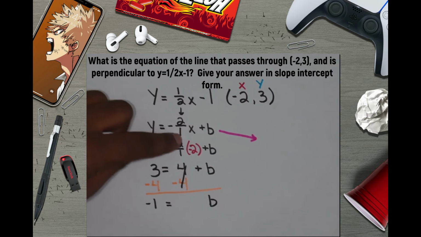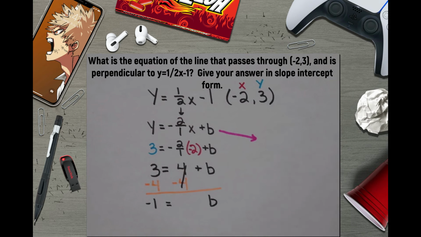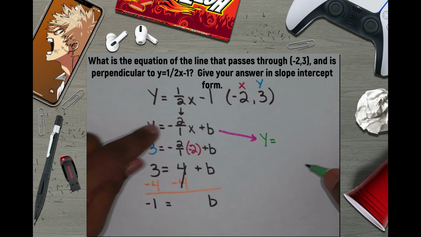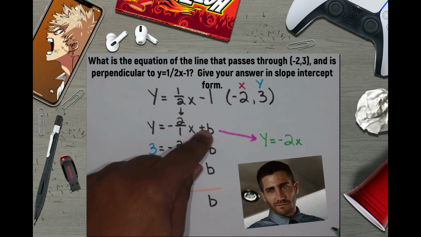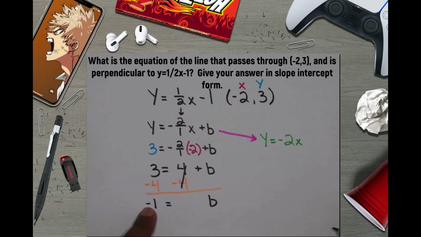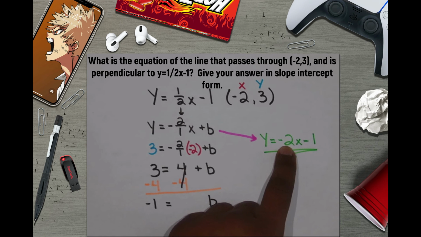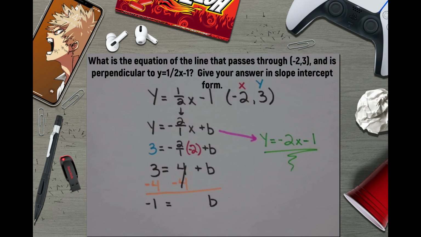I'm also going to simplify this because there's no need to have 2/1. I can just write 2. So y equals -2, because 2/1 is the same as a whole 2, x plus b, nope, it'll be -1 because -1 equals b. This is a line that is perpendicular to this one that passes through the point (-2, 3).